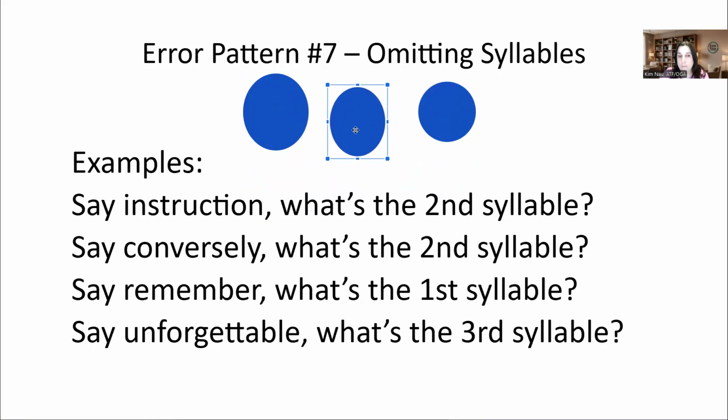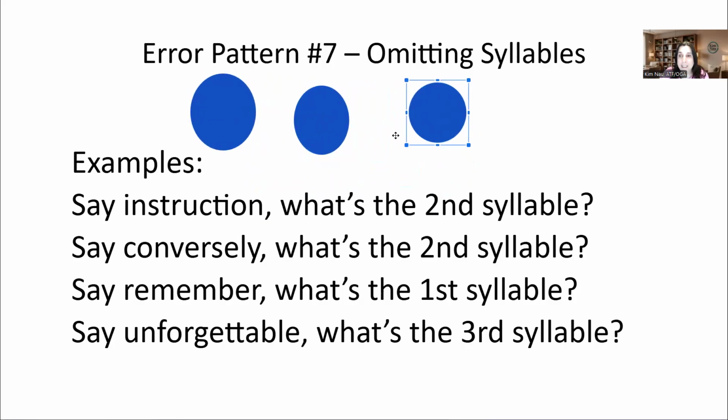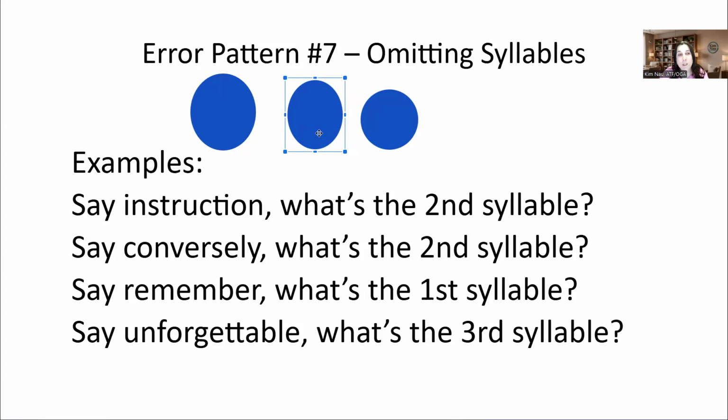Say conversely, conversely. What's the second syllable? Verse. For kids with weak working memory, they really need these manipulatives. Once you feel like they have it with the manipulatives, then you could just do it auditorily. The goal is automaticity. The goal is for them to respond within about 2 seconds and be able to give you the answer to your prompt.